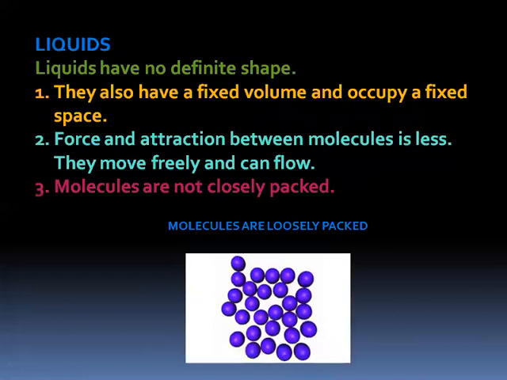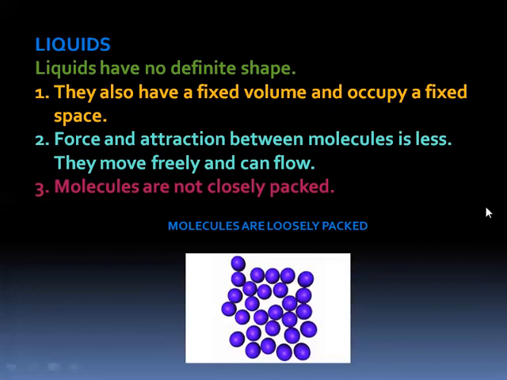Now, let us learn about liquids. See the molecules, how they are loosely packed. You can see the picture. They also have a fixed volume. That means when you pour water into a bottle, it occupies the bottle shape. When you pour it in a glass, it occupies the glass shape. Whatever shape you give, that shape will be taken, whether bottle, water bottle or glass.